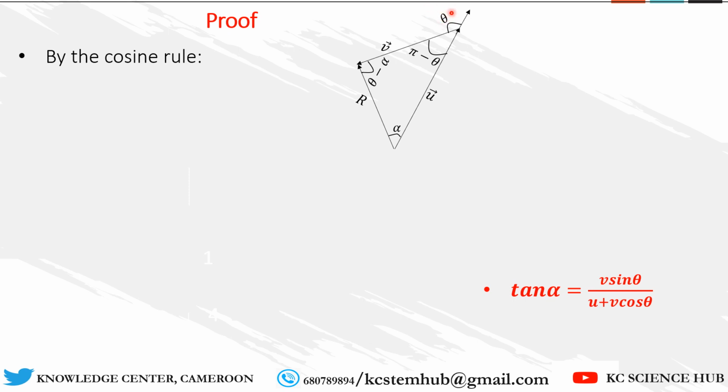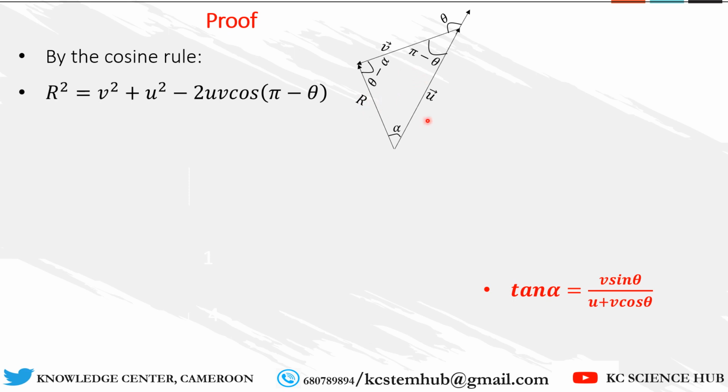If that angle is theta, then this other angle here would be pi minus theta, because it's a straight line. So if this is pi minus theta and this is alpha, then this has to be pi minus alpha, so that when I sum up all these angles, they give me 180. Good. So you notice that r squared will be equal to v squared, according to the cosine rule.